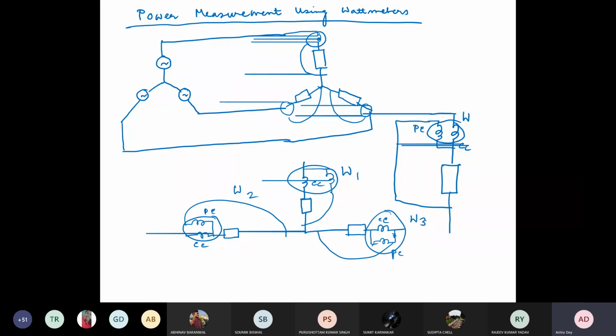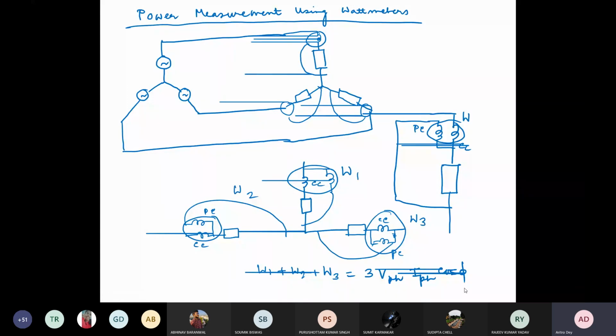So then what is happening? You are measuring. If you take the sum of this W1, W2 and W3, you will get 3 into V phase into I phase into cos phi, because you are using the same load. Okay, same balanced load, so you will get like this.